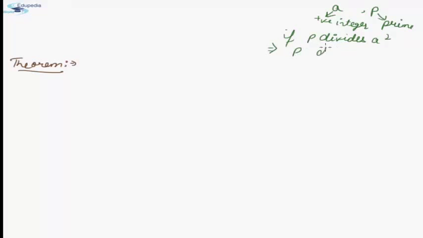Friends, the theorem says if we have two numbers A and P such that P is a prime number and A is a positive integer, then if P divides A square, then P will also divide A.